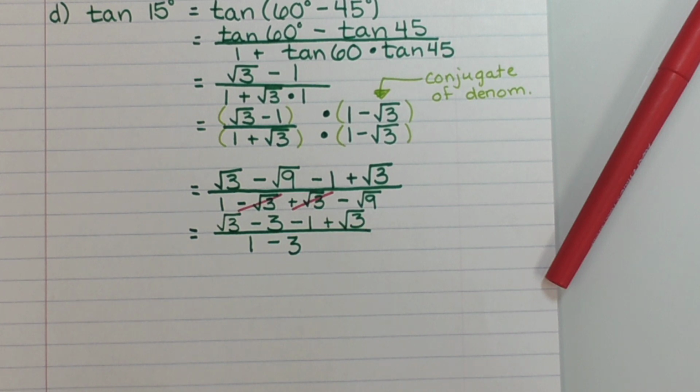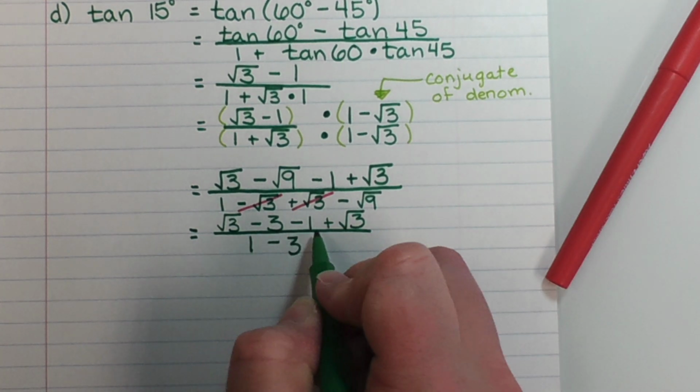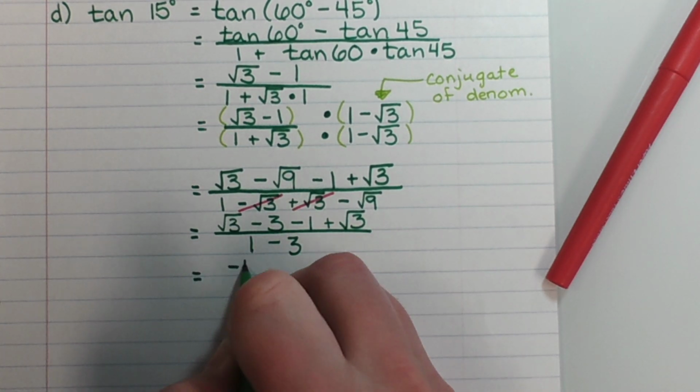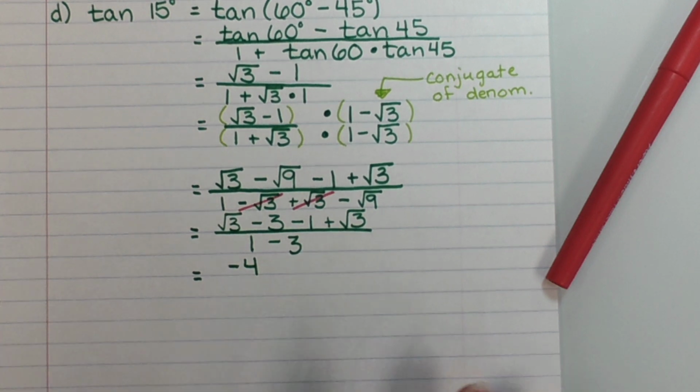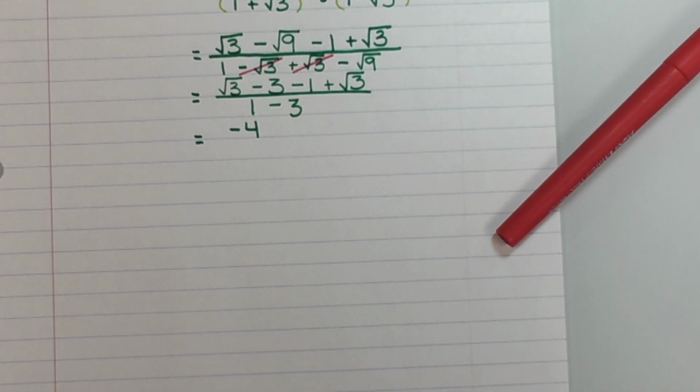I combine my like terms. Negative 3 minus 1 is negative 4. What's the square root of 3 plus the square root of 3? 2 square roots of 3. You cannot add square roots if they're not like terms, but if they are like terms, in other words, the radicand, the number inside, is the same, you add them like you do x's. An x plus an x is 2 x's. A square root of 3 plus a square root of 3 is 2 square roots of 3.